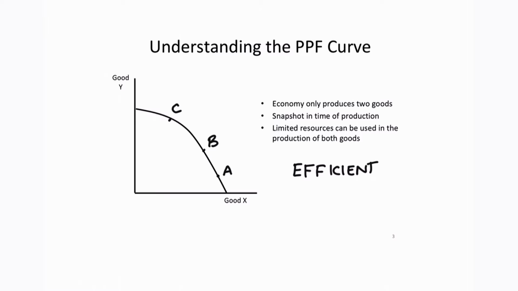If we think about a point such as point D, we are producing inside the PPF curve, and we're not using all of our available resources. This would be an inefficient point of production. We could produce more simply by using all of our resources. And lastly, a point such as point E would be impossible. We simply do not have enough resources to produce at this point. The only way we could get to point E would be to have more resources available in our economy.